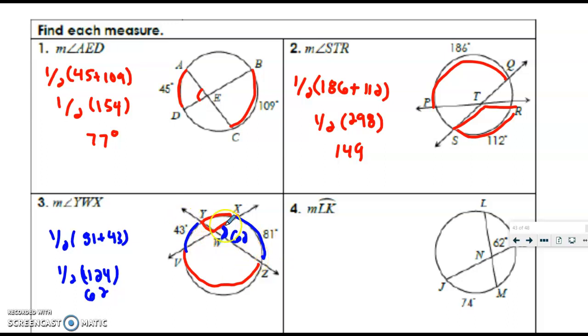Now, if you guys remember, if I look at these angles, they are linear pairs, or they equal 180. So that means that this angle is going to be 118. So looking at this last one, and I'm going to have you guys try those other two.